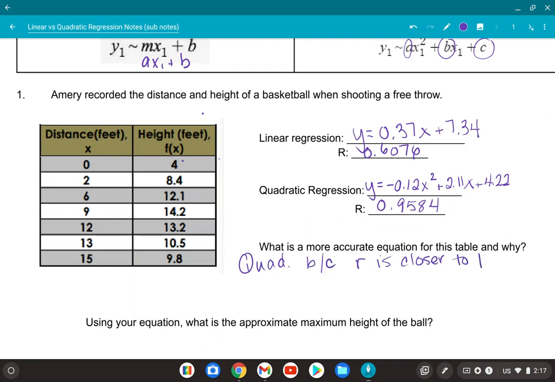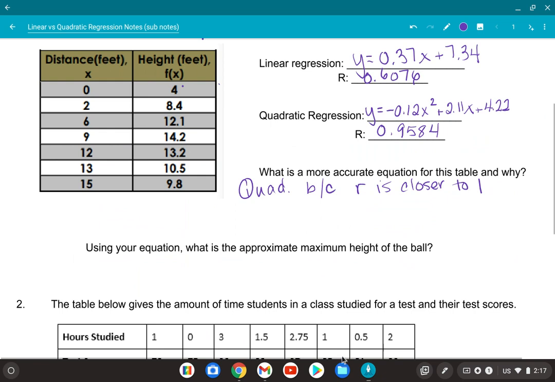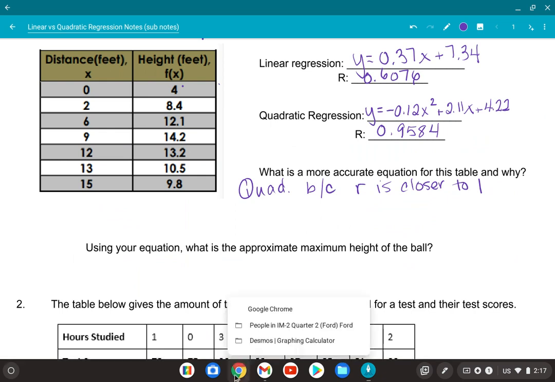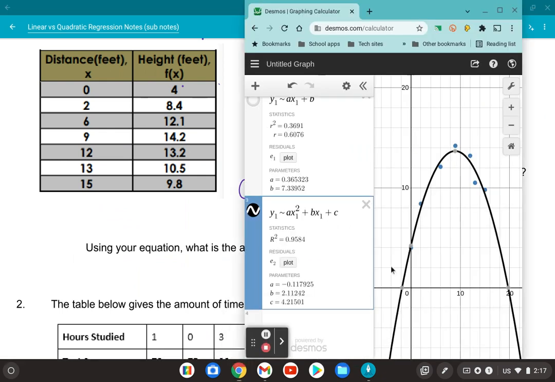And then using your equation, what is the approximate maximum height of the ball? So we can go back, look at Desmos, and we can always look at the maximum height. So here, maximum height would be our vertex. The x would be the time or the distance in feet.